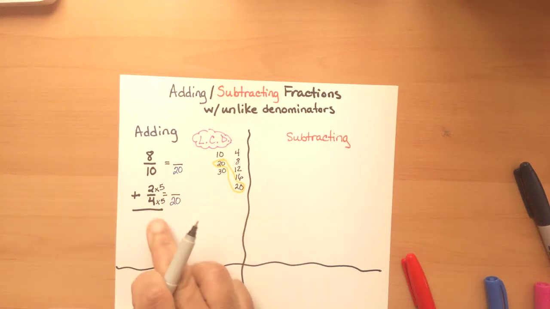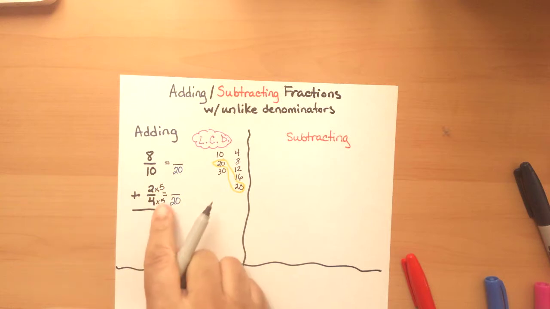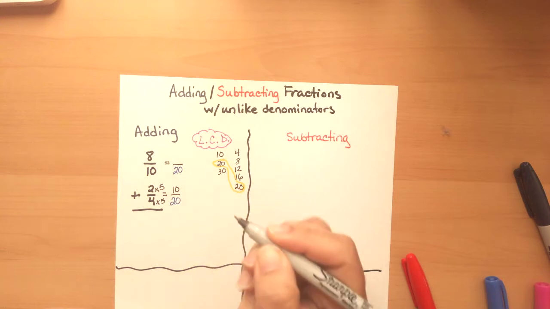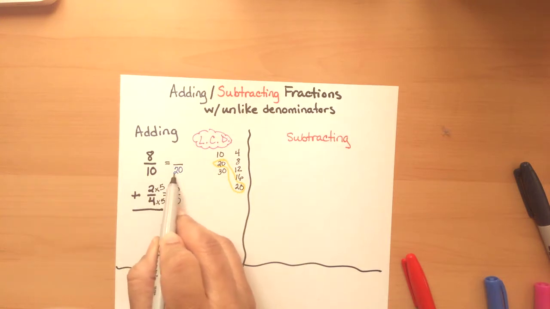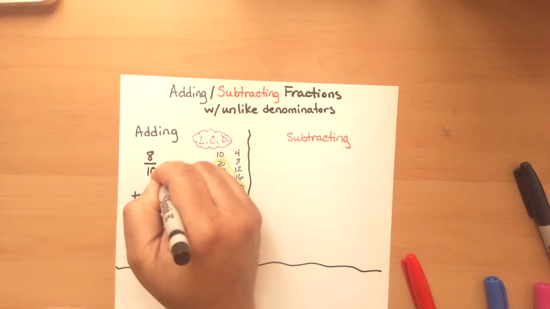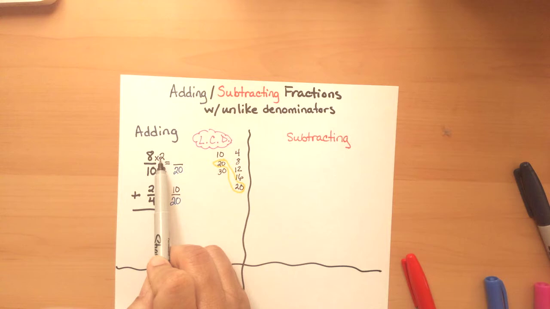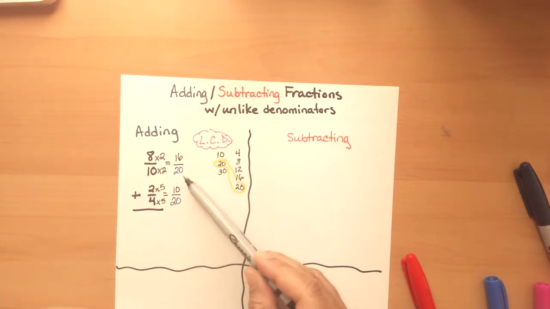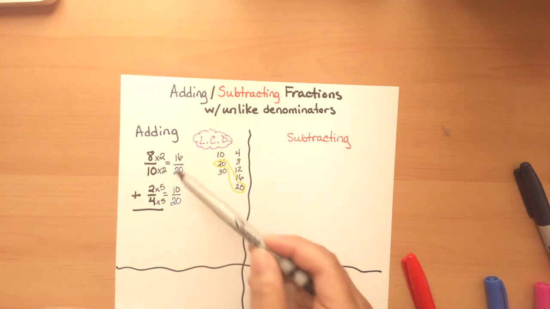And whatever I do to my denominator, I must do to my numerator. 2 times 5 is 10. Same thing here. 10 times what number is 20? And yes, that is 2. 8 times 2 is 16. Now that my denominators are the same, I can simply add my fractions together.